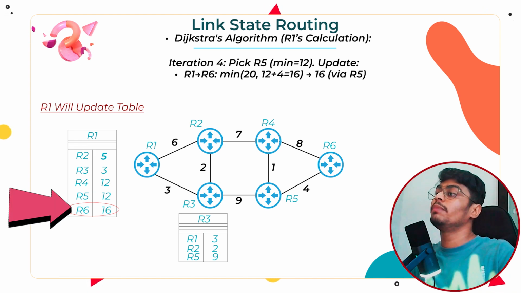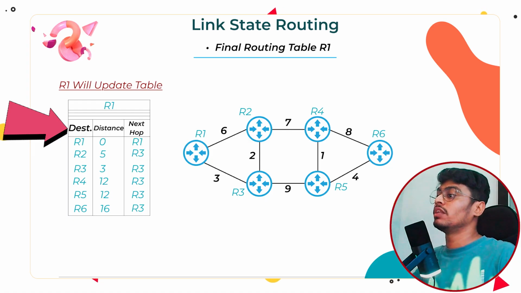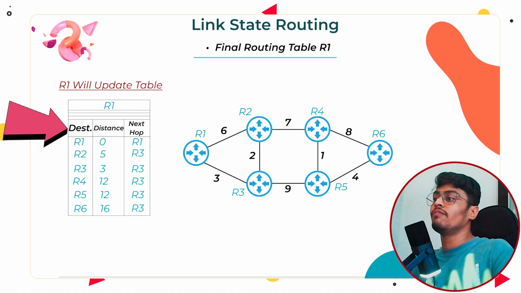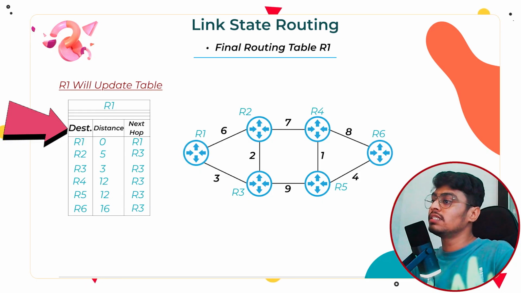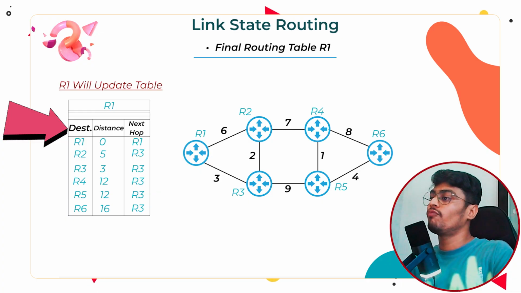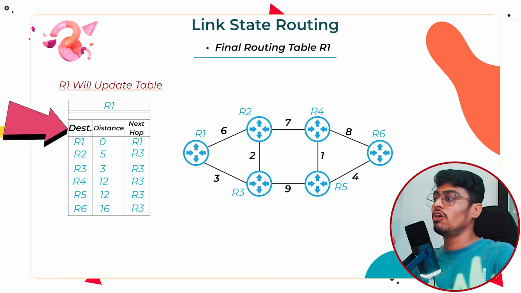Now what will be the final routing table for R1? Destination, distance and via. Destination is R1, distance is 0 via R1. Destination is R2, distance is 5 via R3. R1 is going to R2 with a distance of 5 via R3. This is the meaning of this table.